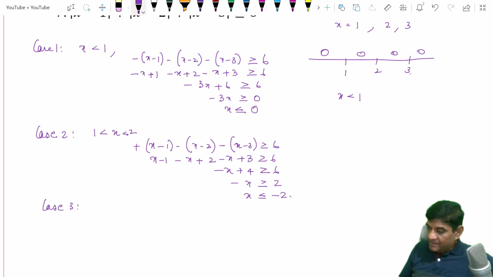So under case 3, I'm going to consider the x value to be between 2 and 3. So between 2 and 3, obviously this function is going to be positive. This function is also going to be positive, whereas this function is going to be negative.